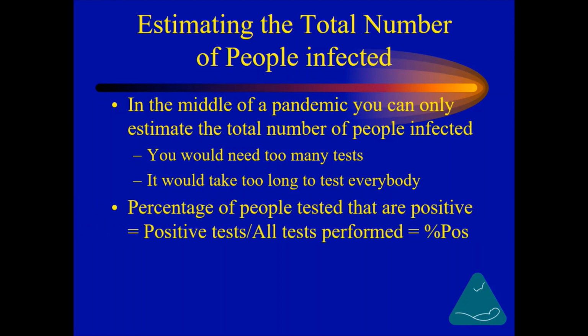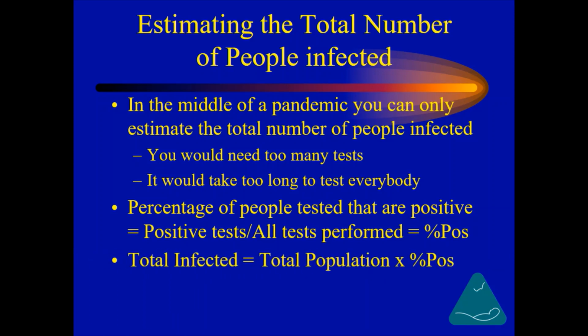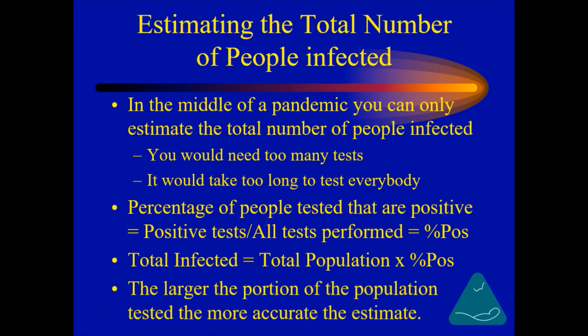You calculate the percentage of people tested that are positive by taking the total number of positive tests and dividing that by all tests performed, and that gives you the percent positive of the people you've tested. Then you can calculate the total number of people infected in the population by multiplying the percent positive by the total population of the country, which is known. The larger the portion of the population that you've tested, the more accurate the estimate.